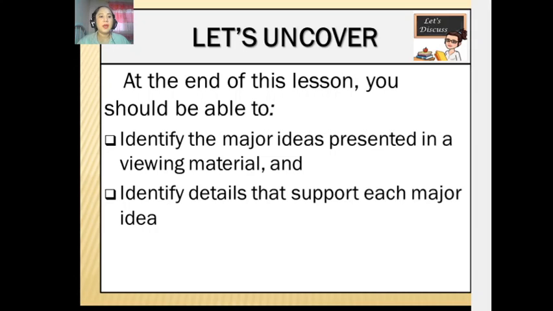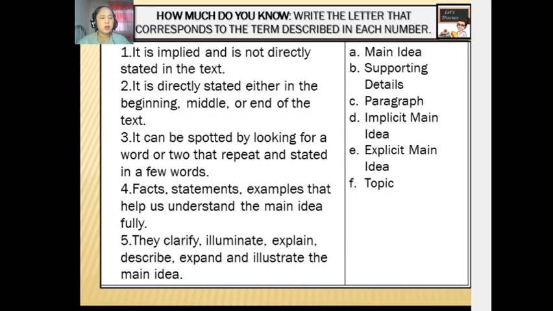Now, to be able to continue our discussion, let's have first a review. How much do you know about paragraph writing? On a sheet of paper, write a letter that corresponds to the term described in each number. You may pause this video so that you will have enough time to answer this.